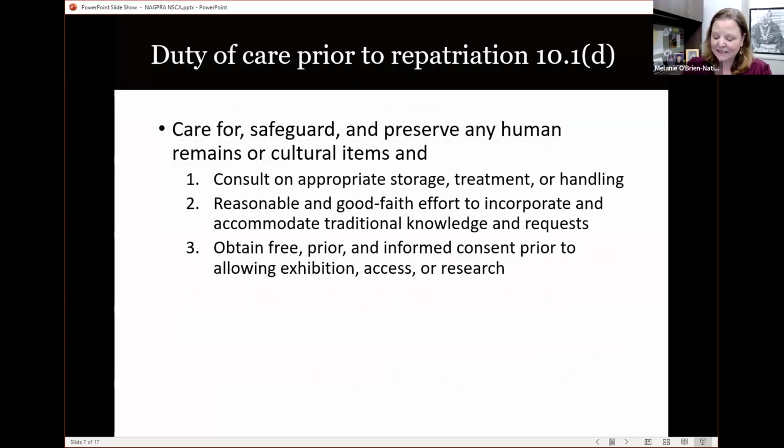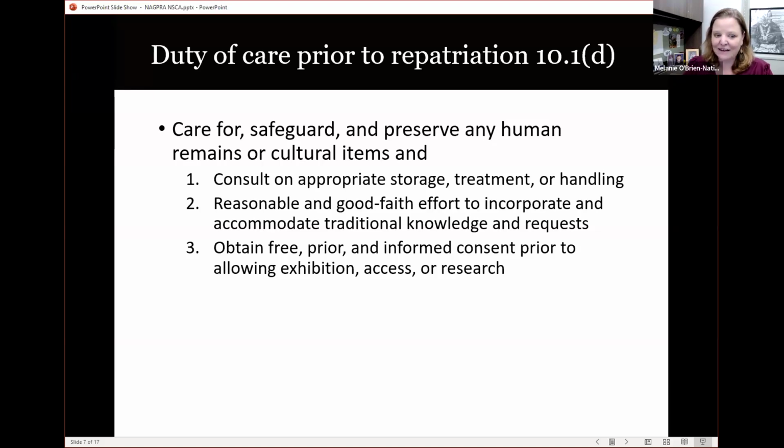Another piece of the regulations that is new is this addition of a duty of care requirement. This applies to all Native American human remains or cultural items that are subject to NAGPRA, and it requires, again, a basic duty of care for caring, safeguarding, and preserving human remains and cultural items that are in a collection.